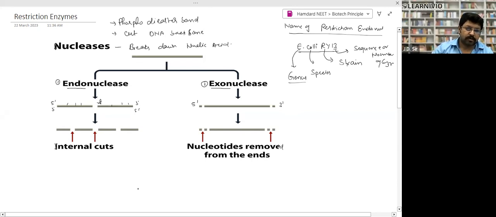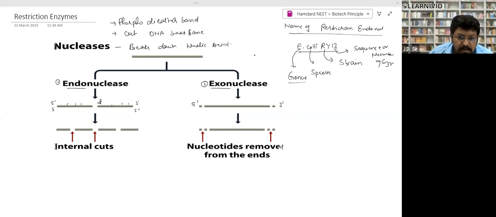So why is the Hind2 enzyme named as 2 when it was the first enzyme that was discovered? I'll tell you. Just note down.